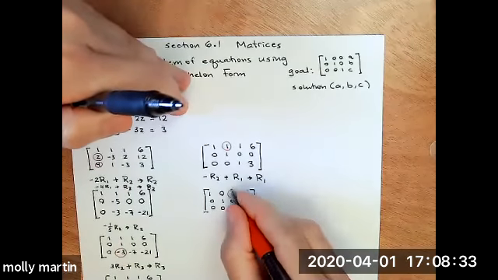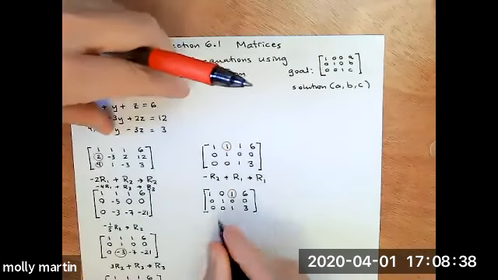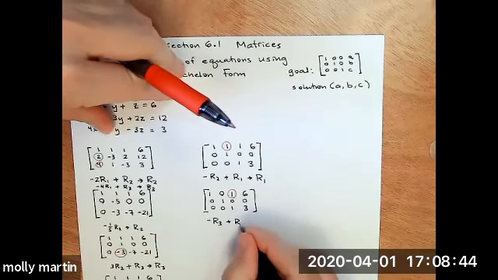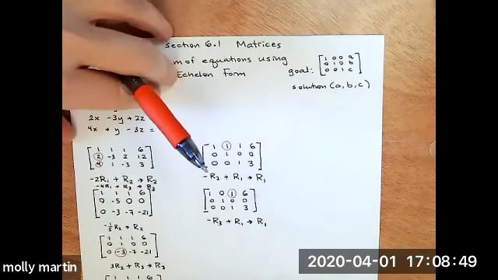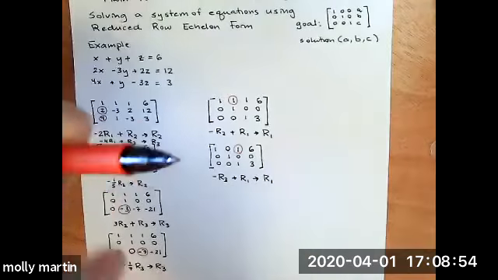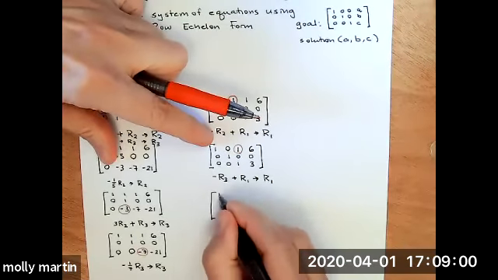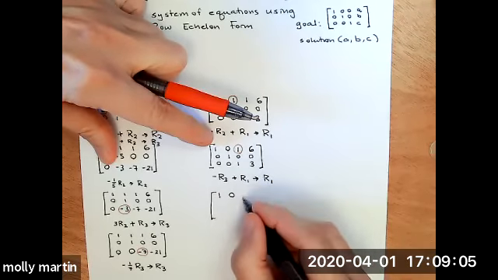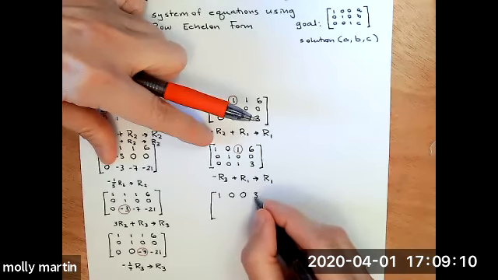Now I want to get rid of this 1, so I'll use row 3. Negative row 3 plus row 1 gives me a new row 1. So 0 and 1 is 1, 0 and 0 is 0, negative 1 plus 1 is 0, negative 3 and 6 makes 3.